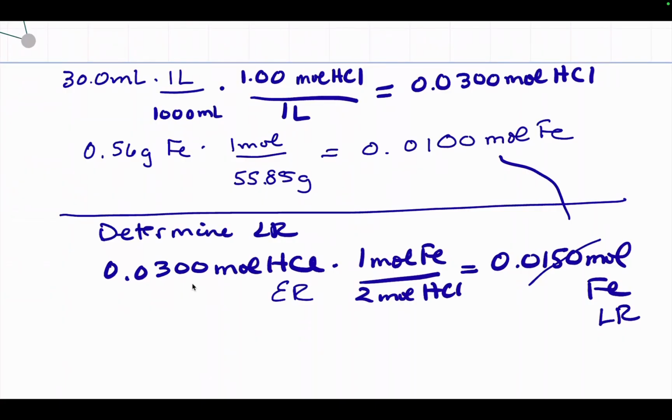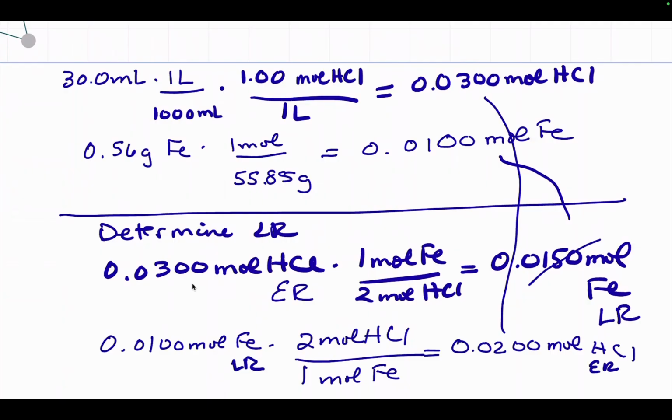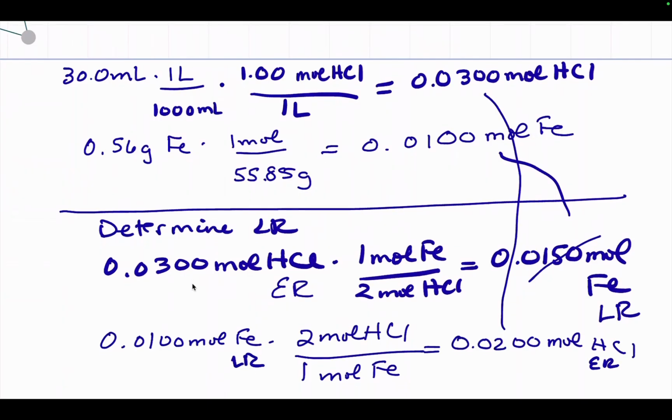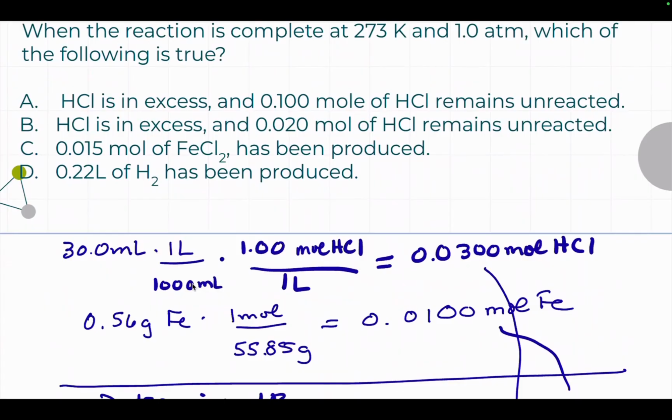Or let's say you chose the other way. So you took your moles of iron and you calculated how much hydrochloric acid it would take to react with all of that iron. And you can see that we have plenty. In fact, we have 0.0100 moles of excess of that hydrochloric acid. So my limiting is the iron, my excess is the hydrochloric acid. So the first option was HCl is in excess. It is. So A and B might be true.